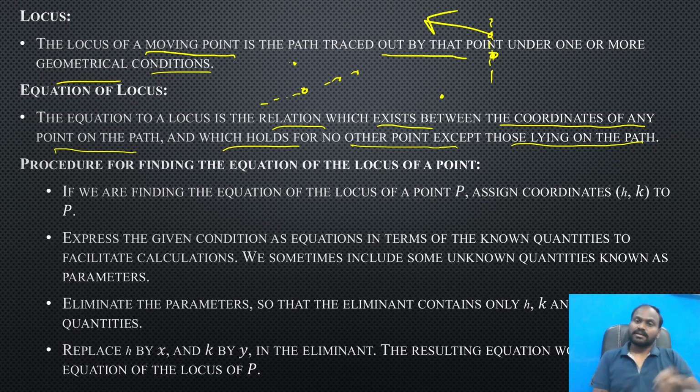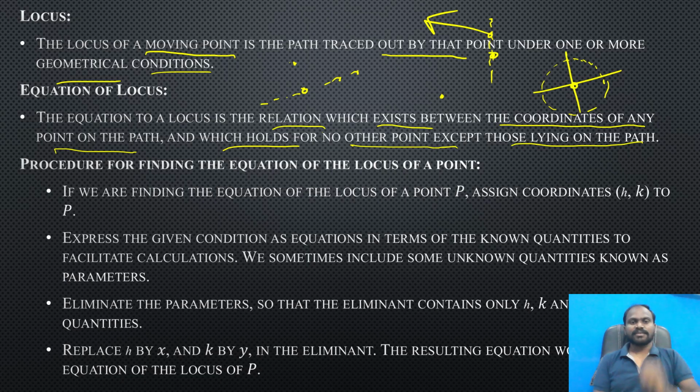Simple example I have given. Sometimes they may say the equation of the locus of a point which is equidistant from the origin, simply, which is equidistant from the origin. So definitely it can be a circle also. Equidistant means the distance is going to be the radius, something like this.